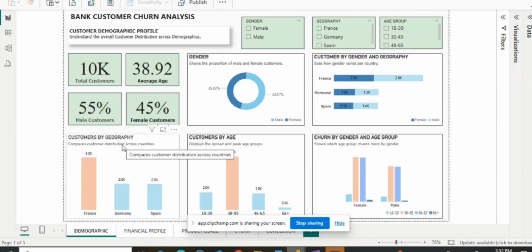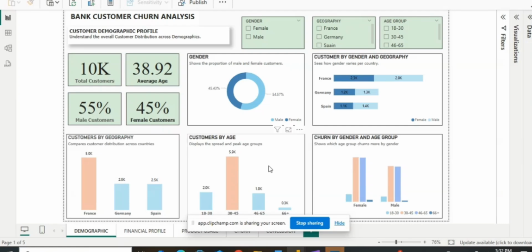According to this chart, we could say the country with the highest number of customers is France, followed by Spain and Germany, which have the same number of customers. So we have, based on gender, the total number of customers the bank has. We can see that the female is 45.43%, while the male is 54.57%. That means the bank has a higher number of males compared to females.